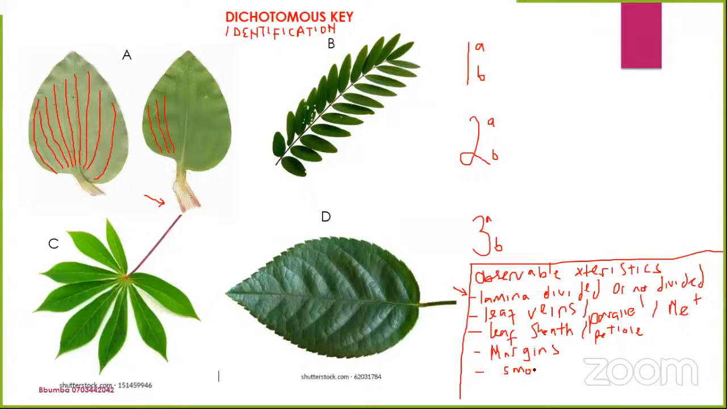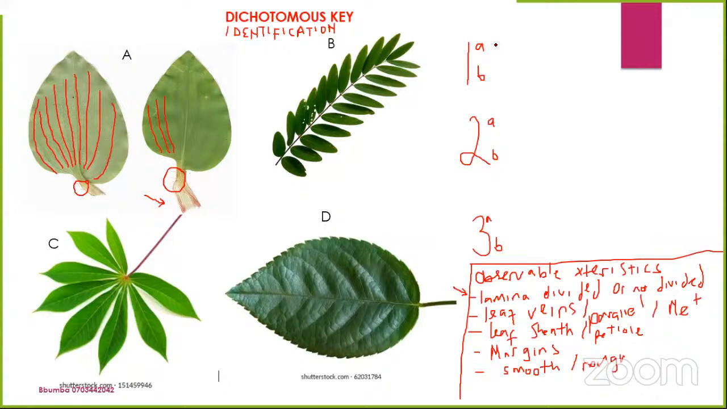But of course, for now, since you don't have the specimen, it may be hard for you to feel whether a leaf is smooth or rough. Another feature which I've seen you guys have not looked at, are you seeing these hairs? So some may be hairy and some may not be hairy. But let us use these ones, which are very much clear. Okay, so we are going to first begin with lamina.